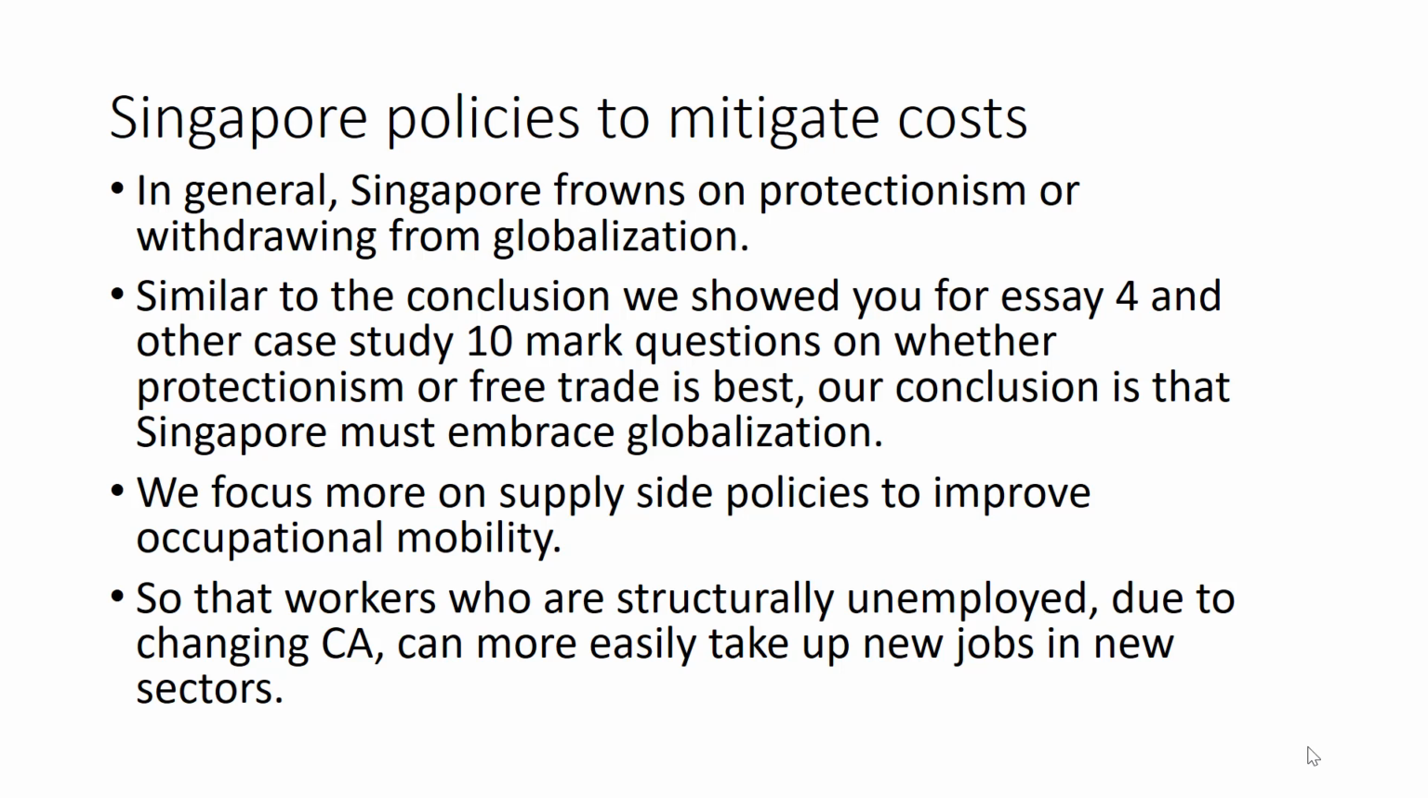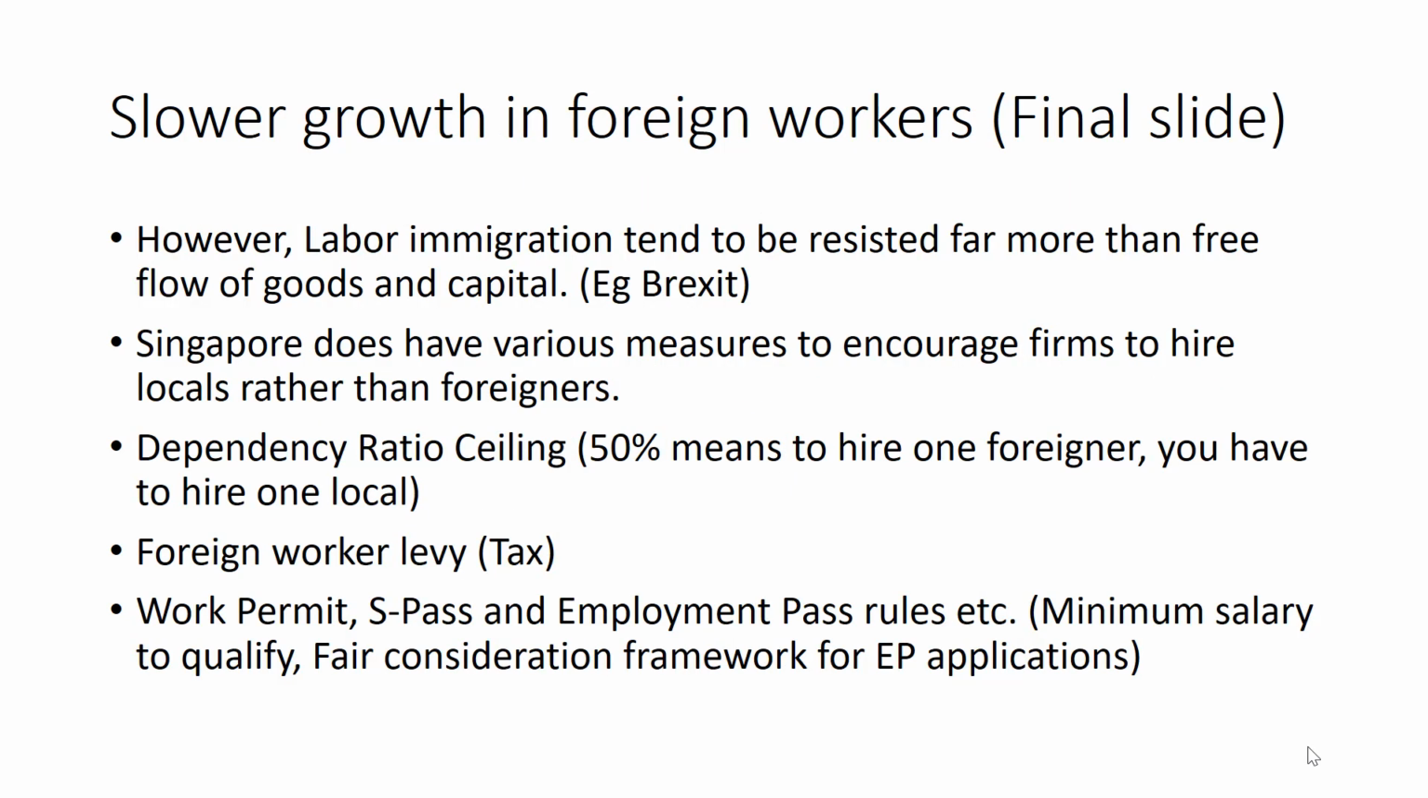But how do we mitigate the cost of globalization? Instead of withdrawing from globalization, instead of imposing tariffs, we focus more on supply-side policies, basically to improve occupational mobility, especially for the older workers. So that those workers, those aged 40 and above, who lack a university education, if they are structurally unemployed due to free trade and globalization, with suitable supply-side policies to retrain them, they can more easily move and take up new jobs in new sectors. So this is about free trade in goods.